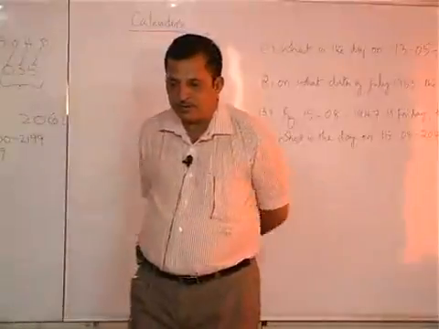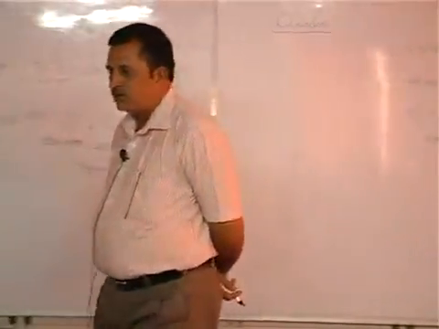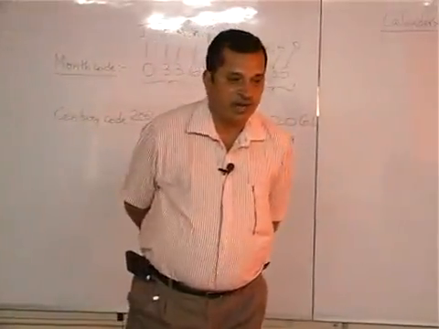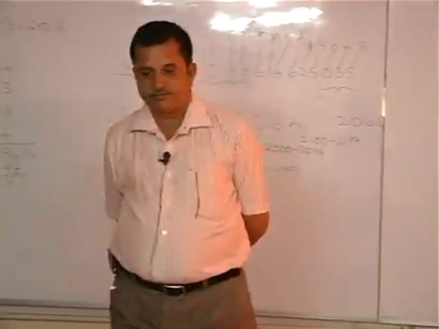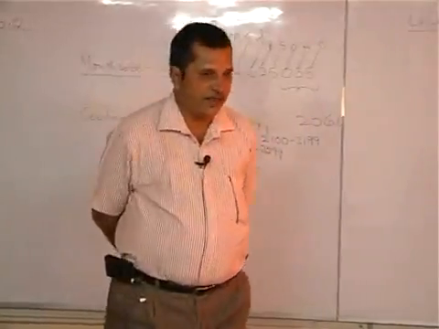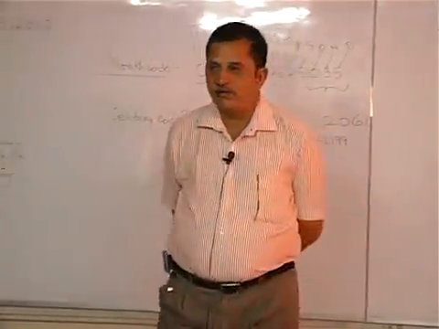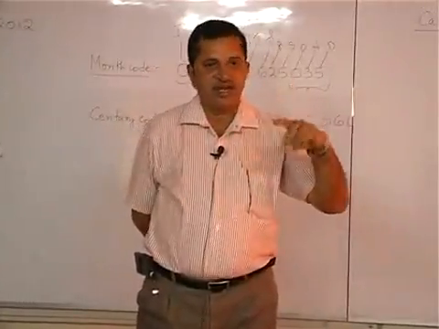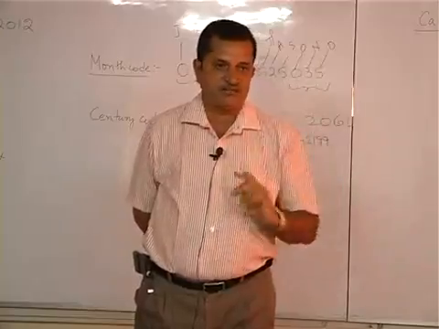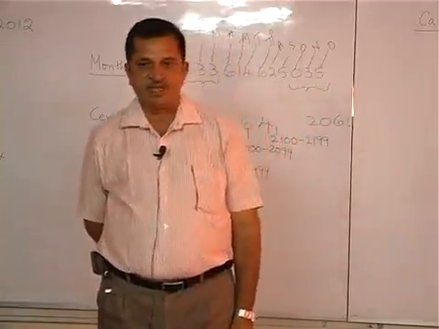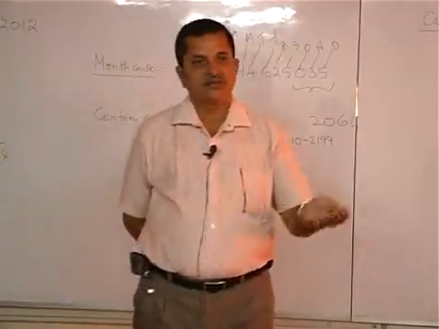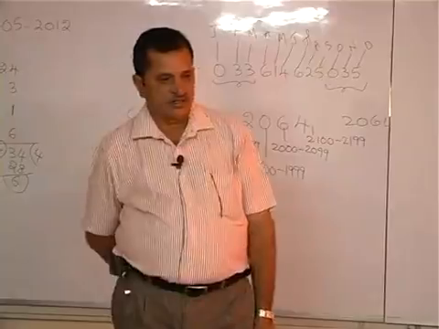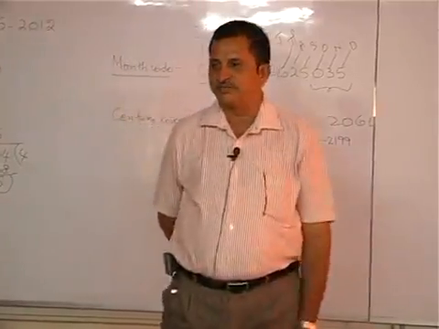In a leap year, for the months of January and February, we have to reduce one day. And remember one thing, this is only for January and February, don't go for March. From March onwards our calculation is the same. From March onwards our 29th is over, no. From March onwards our calculation is a regular calculation. This is only a special condition.